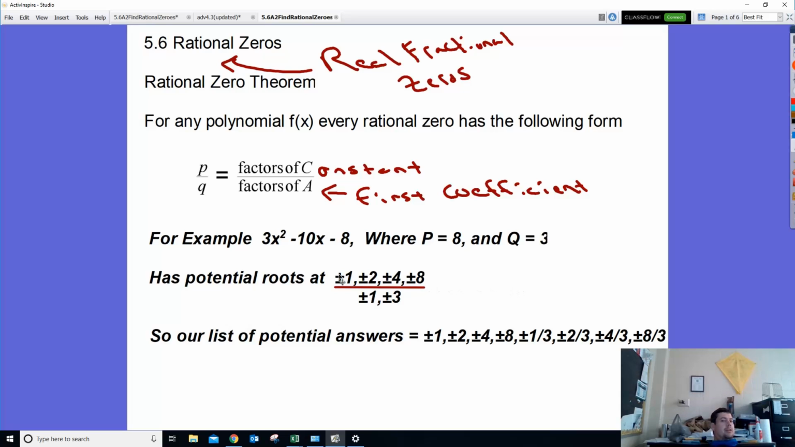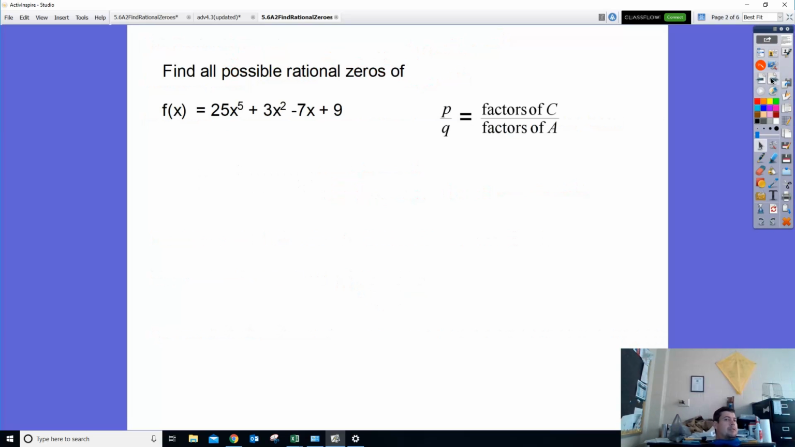Now, when you do the math here, you do 1 divided by 1 is 1, 2 divided by 1 is 2, 4 divided by 1 is 4, 8 divided by 1 is 8. And then you divide everything by the 3. So if this thing has zeros, fractional zeros, it's in that list. That's all this theorem says. If it has a rational zero, it's in that list. Or fractional zero, it's in that list. So our first example is to probably find all possible zeros of this function.